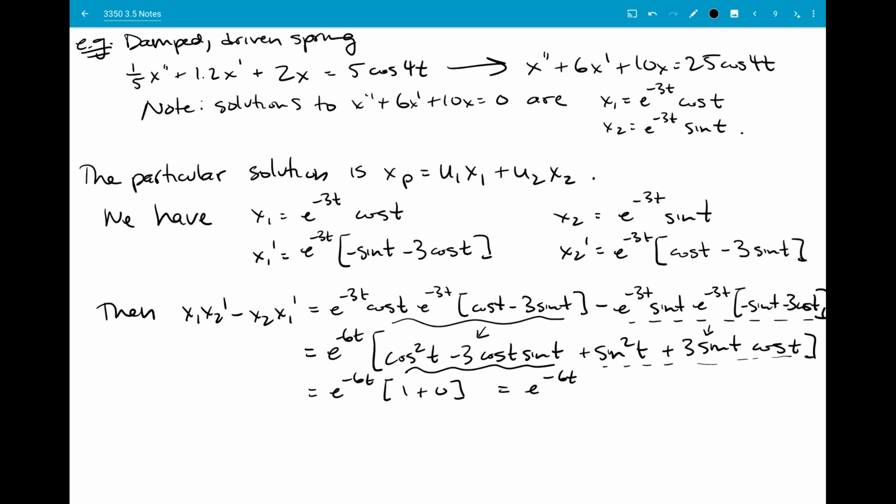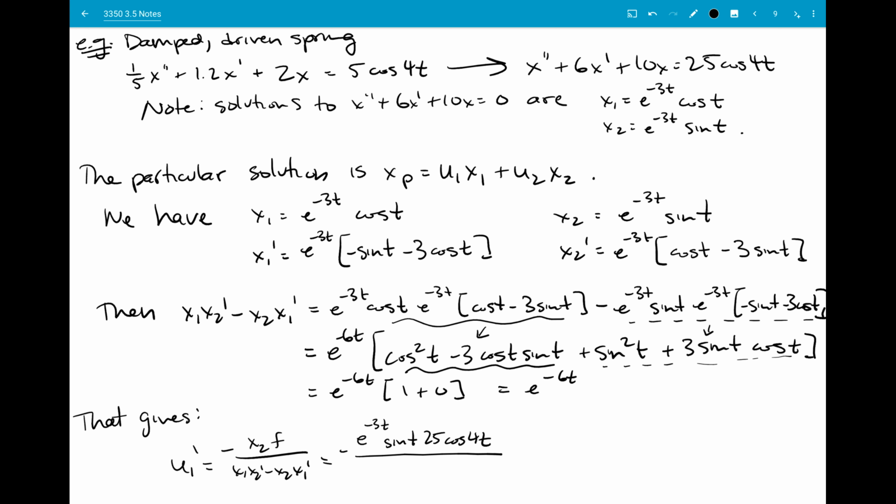Okay, so now we have to go ahead and calculate our u1 prime and u2 prime. So we're going to have u1 prime is our minus x2 times f over x1 x2 prime minus x2 x1 prime. So x2 was e to the minus 3t sine t, and our f was 25 cosine 4t, all over e to the minus 6t.